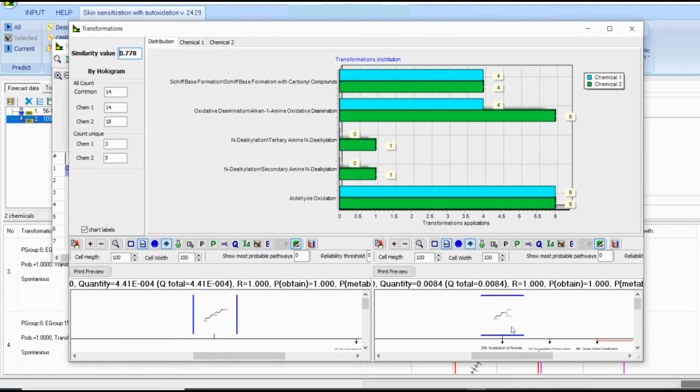In summary, both analyzed chemicals are structurally, mechanistically, and metabolically similar with respect to skin sensitization. We can conclude that chemical 2 can be used for read-across prediction for the target chemical.